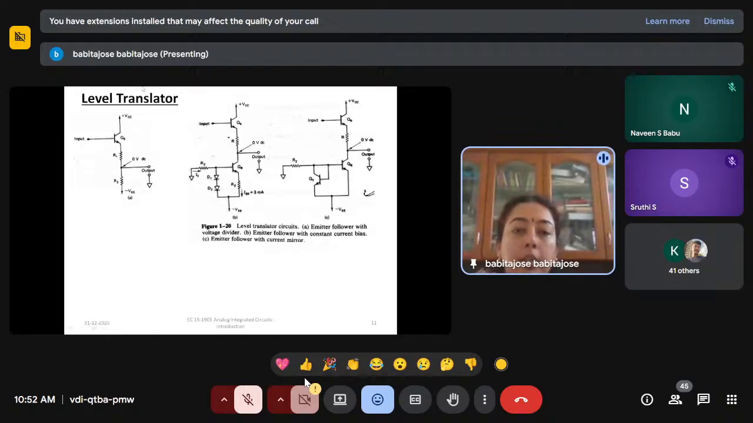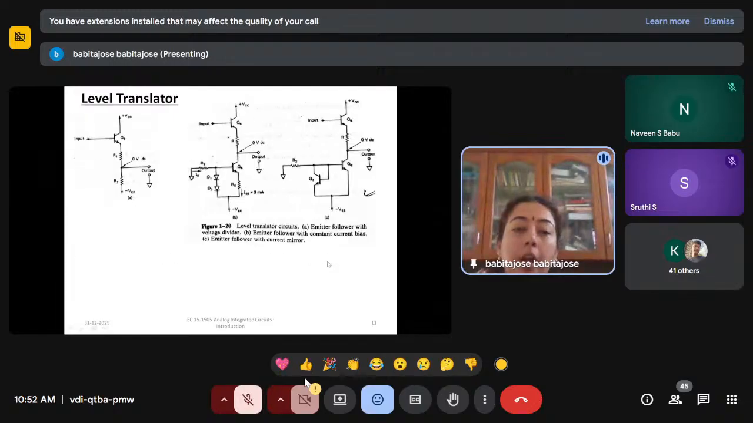So what's the third stage, the third block? After the input stage and the intermediate stage, you have a level translator, the third block. What is the purpose of the level translator or level shifting stage? As I have told, because of the direct coupling or DC coupling, the DC level at the emitter increases from stage to stage.